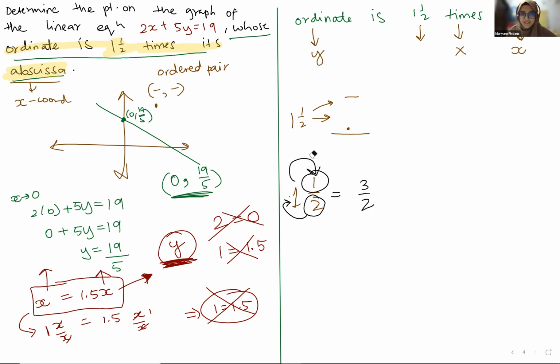Guys, please don't forget these basic math skills, okay? All right, so this is 3 by 2 in the improper fraction form. And how can we write this in decimal form? 1.5.